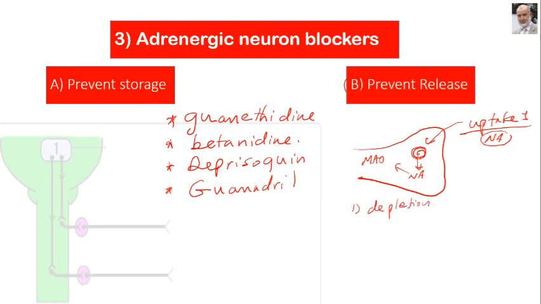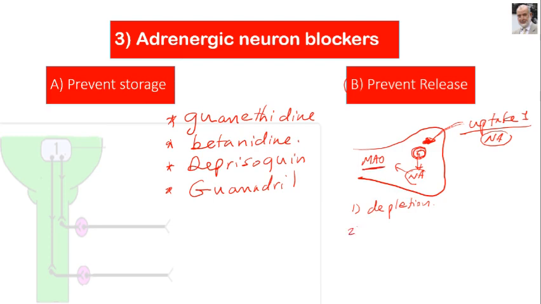If these drugs are taken up by the uptake 1 mechanism, they have to enter the nerve terminal. That means if we inhibit the uptake, they cannot enter the nerve terminal, and they lose their antihypertensive effect. Once they enter the nerve terminal, they displace noradrenaline from the storage sites, making it free in the cytoplasm. Once noradrenaline is free, it will be metabolized by monoamine oxidase. This will cause depletion. This is the first effect.